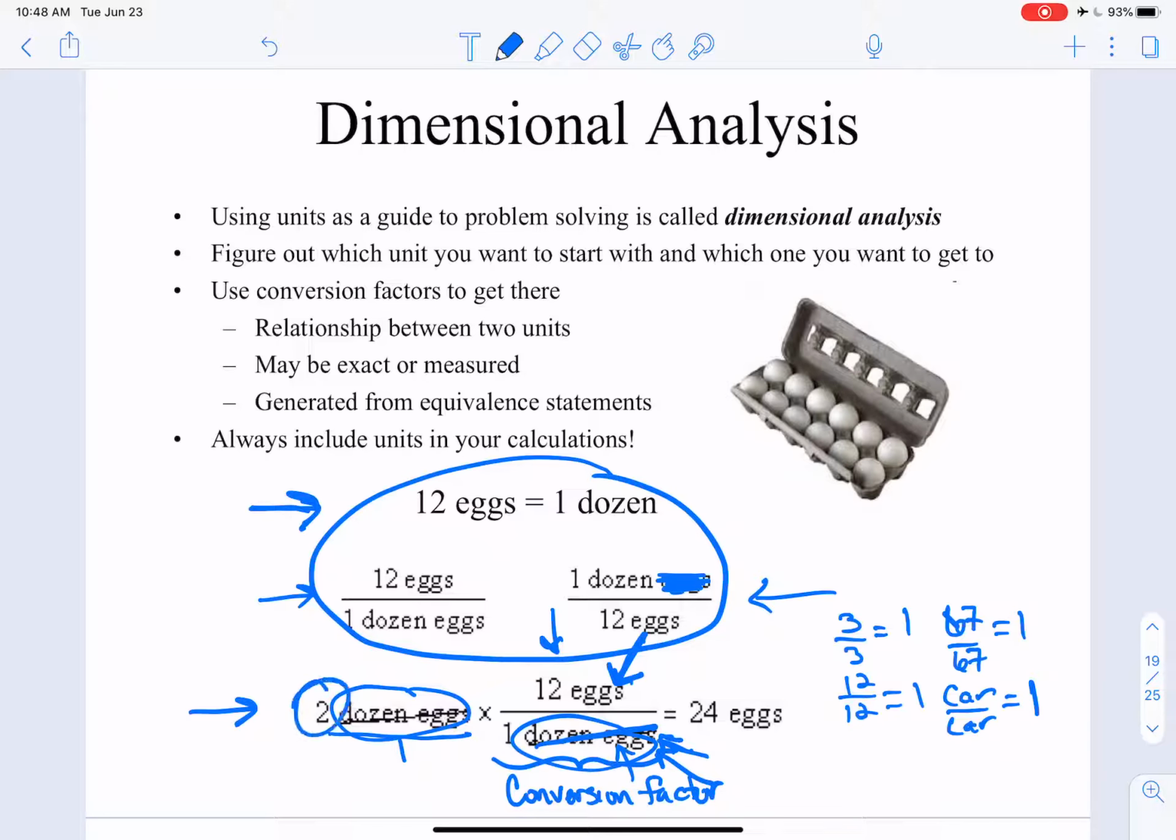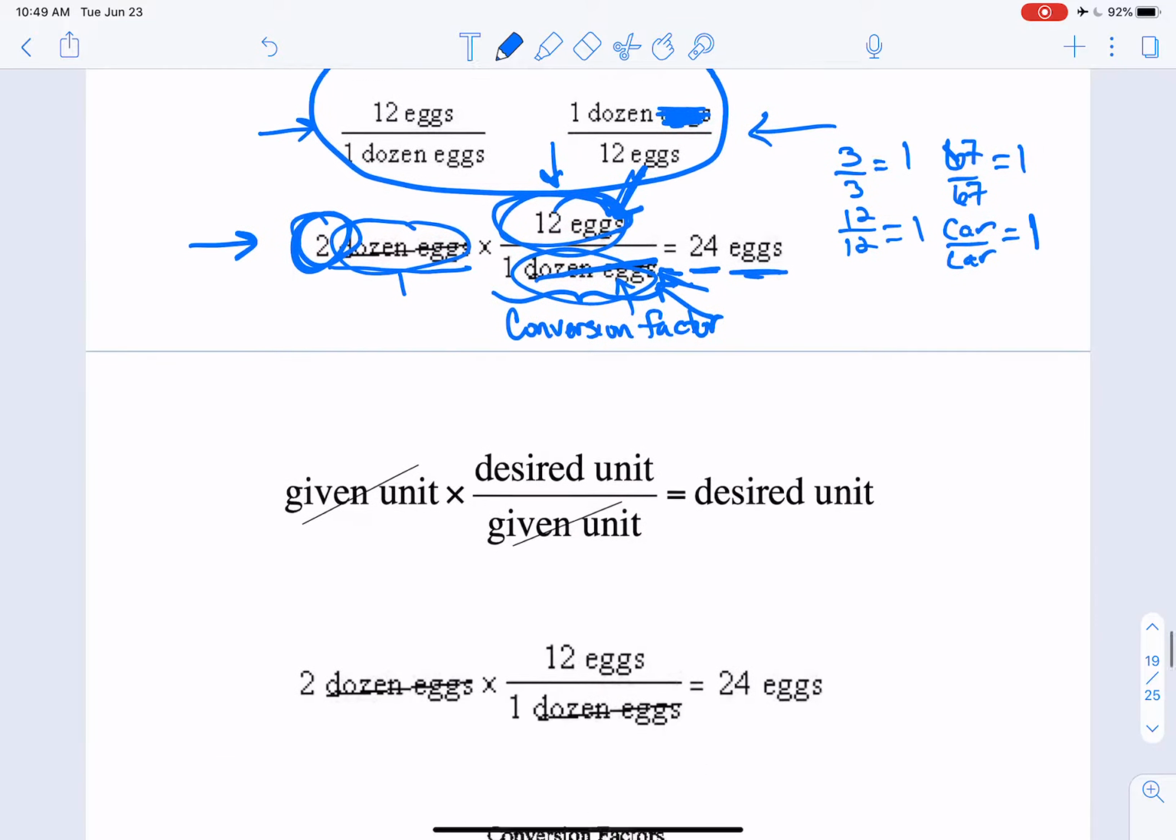So we're left with 2 times 12 eggs, and the 2 times 12 gives us 24, and the eggs just becomes eggs, okay? And your brain does that automatically, but your brain's not going to automatically do some of the problems that we're going to have to go through. So that's why I took so long to go over this with you, because I want you to do well.